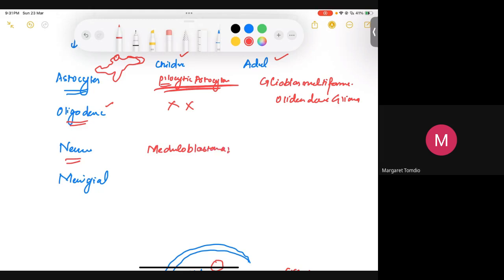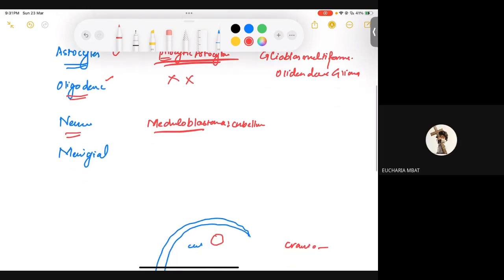Is that clear? And where it would be present? Below the tentorium, by the way, okay? Within the cerebellum. Is that clear? And your meningioma would arise in the adult age group, right?